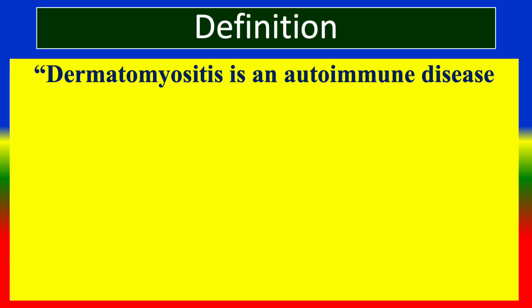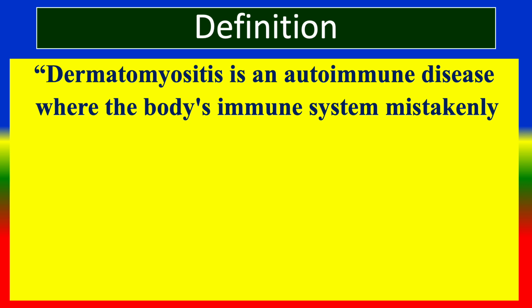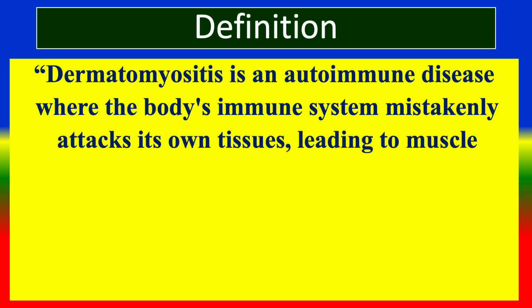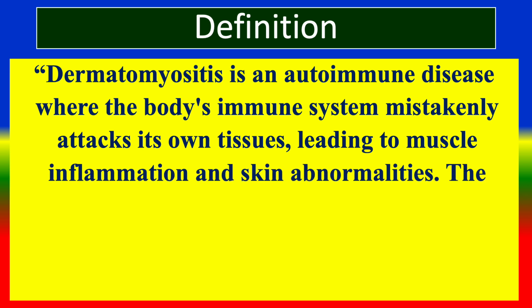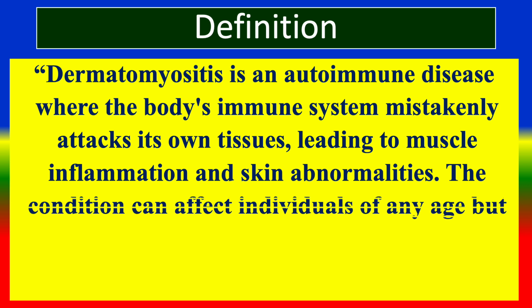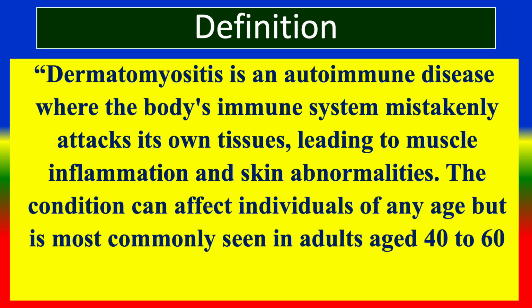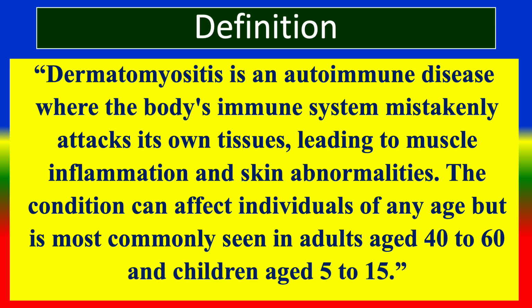Definition. It is an autoimmune disease where the body's immune system mistakenly attacks its own tissues, leading to muscle inflammation and skin abnormalities. The condition can affect individuals of any age, but is most commonly seen in adults age 40 to 60 and children age 5 to 15.